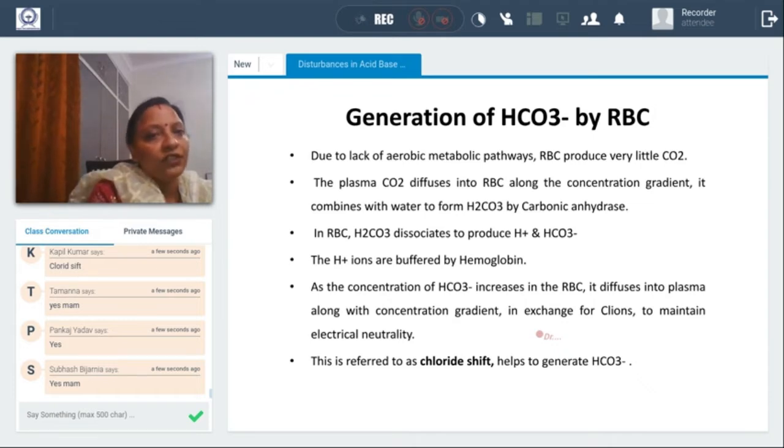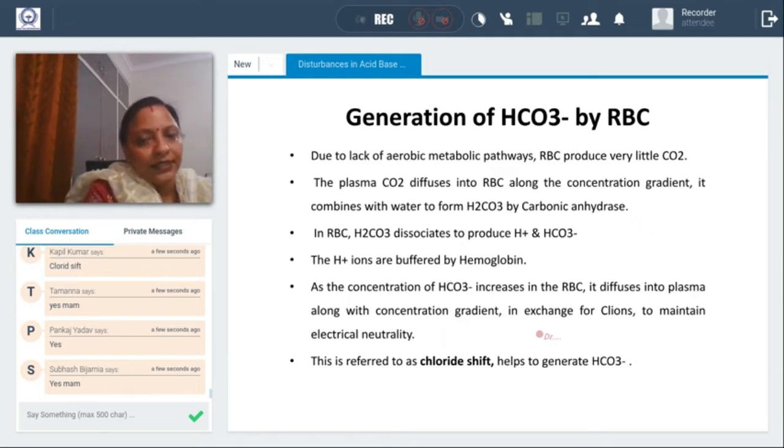The plasma CO2 diffuses into RBC and it combines with water. CO2 plus H2O form H2CO3 by the enzyme carbonic anhydrase in RBC. This whole process occurs in RBC.